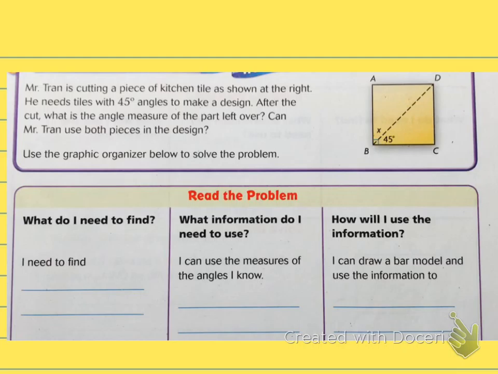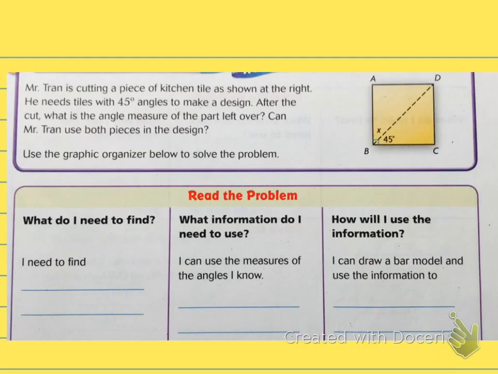Mr. Tran is cutting a piece of kitchen tile as shown in the right. He needs tiles with 45-degree angles to make a design. After the cut, what is the angle measurement of the part left over? Can Mr. Tran use both pieces in his design? So we're going to use a graphic organizer below, and we're going to solve our problem.